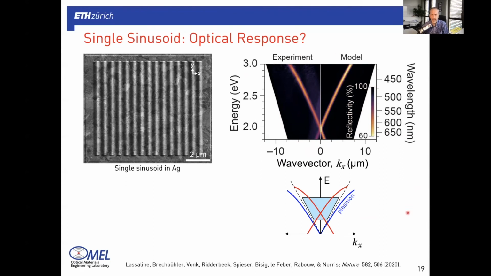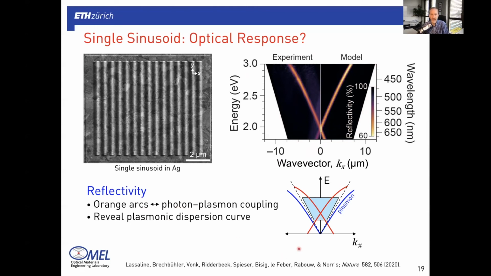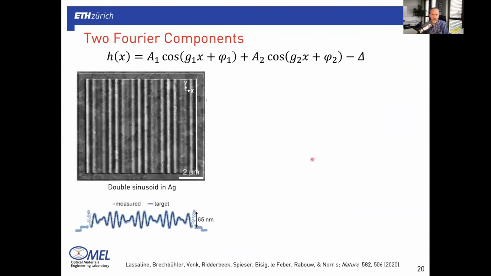This is giving us information about the plasmon dispersion, and because it's symmetric, I'm showing an experiment on the left and a model on the right. So these orange arcs are telling when photons that were sent in coupled to plasmons. They reveal the plasmonic dispersion curve, this blue line. But let's start moving beyond single sinusoids. So just one step, you can do a double sinusoid I showed you before.